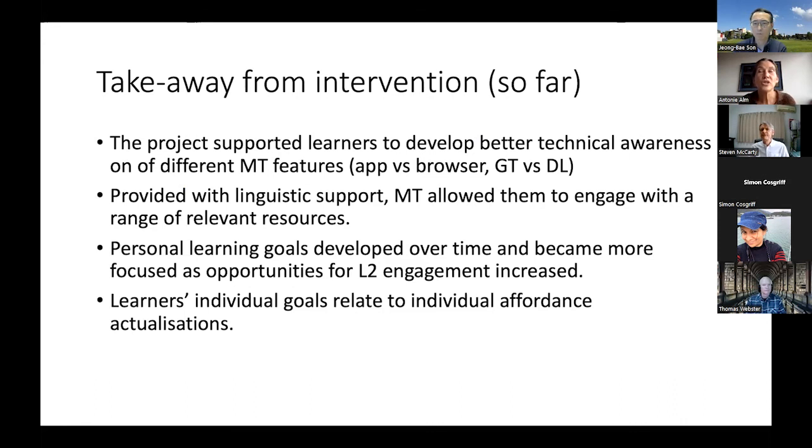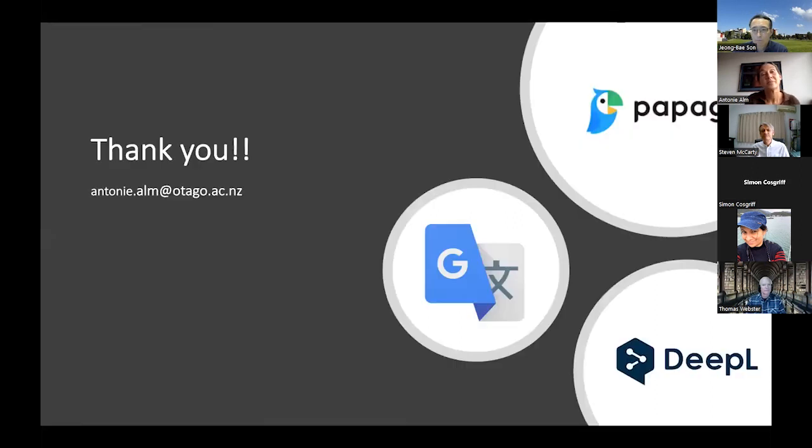They wanted to read more interesting texts. They go beyond their level of proficiency, just to be engaged with something that is relevant in their own lives. Their personal goals developed over time and became more focused as their engagement increased. And we could see that individual learners also had quite different approaches and developed different affordances, which related to their individual learning goals and their styles as well. And that's it.